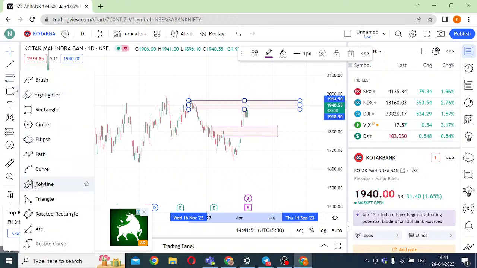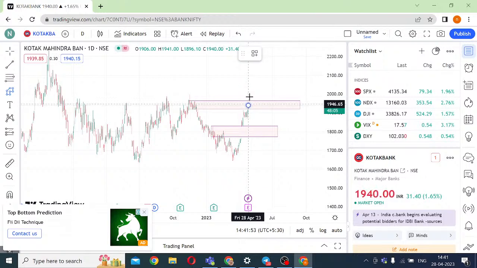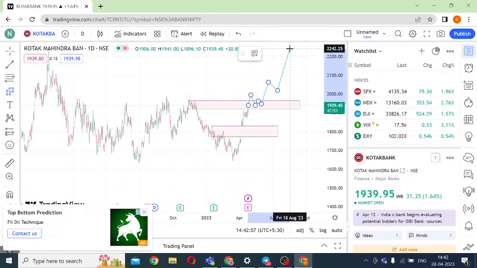Post the result, if it opens up and then starts consolidating here in a narrow range, you can take it. My targets on Kotak are 2015, this 2050 levels. And the next target could be somewhere it could hit the all-time highs. The rebalancing is pegged for 15th May, if I'm not mistaken. I'll come back to you guys with the date.